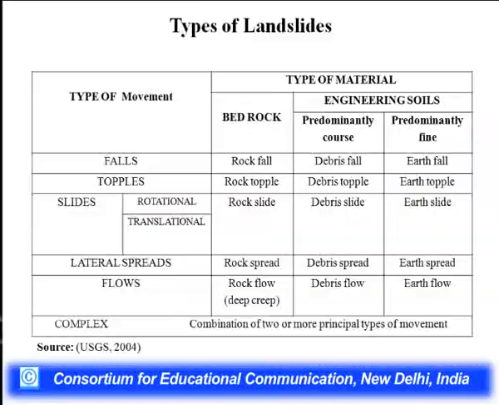Through this diagram from USGS, I would like to put before you different types of landslides, based on the type of movement. Falls, like rock fall, debris fall, earth fall. Slides, which may be divided into two categories, rotational and translational: rock slides, debris slides, earth slides. Then lateral spreads: rock spread, debris spread, earth spread. And flows: rock flow, debris flow, earth flow. And the complex combination of two or more principal types of movement.